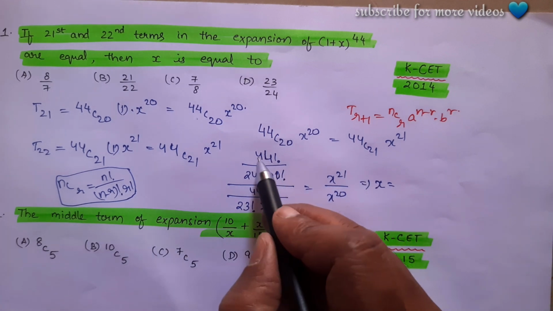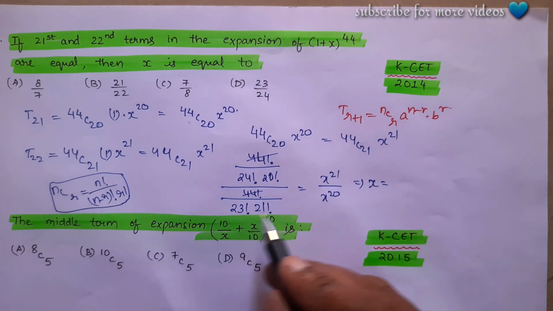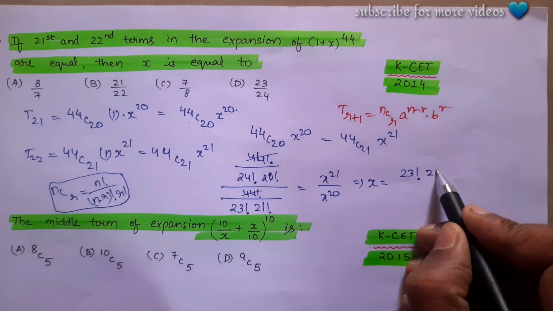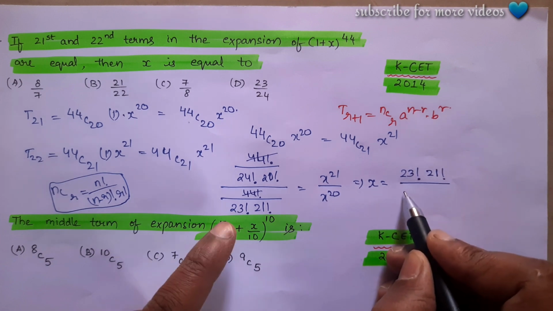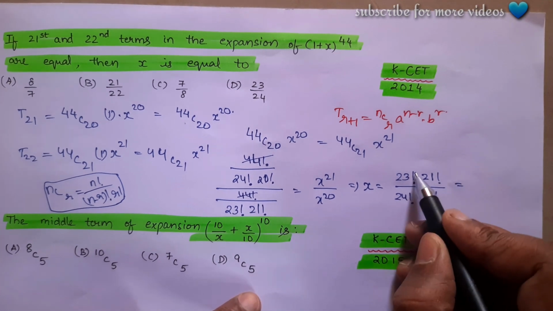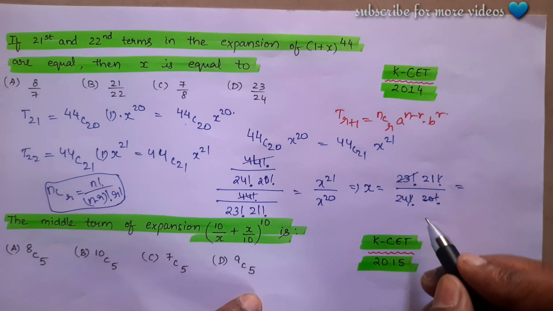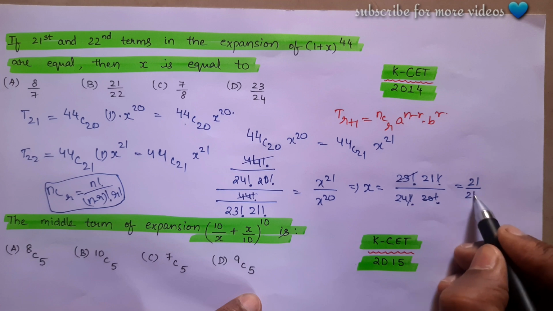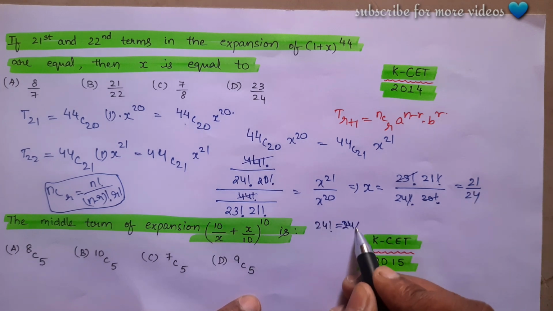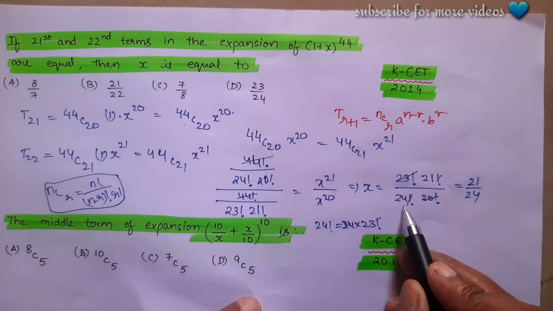Now here what we can simplify is 44 factorial, we can cancel, and then x is equal to, I will do reciprocal for this, 23 factorial into 21 factorial divided by 24 factorial into 20 factorial. See, 23 factorial and 24 factorial cancel, 20 factorial and 21 factorial cancel, remaining will be 21 by 24. Why? Because 24 factorial we can write as 24 into 23 factorial, right? So that's why 23 factorial cancels, remaining will be 24.